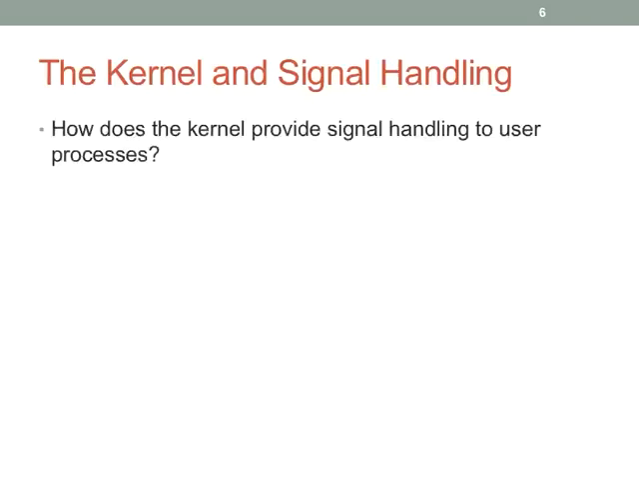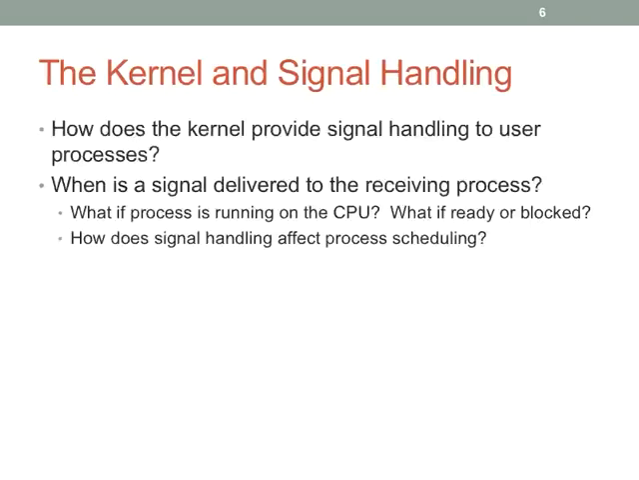So the real question I wanted to look at today is how does the kernel actually provide signal handling to user processes? And there's a number of questions to explore. One is, when do we actually deliver these signals? Because you could have a situation where the process is running, or it might be ready, or it might be blocked at any of these times when a signal is delivered. Remember, one process can send another process a signal, or the kernel can send a process a signal, and so forth.